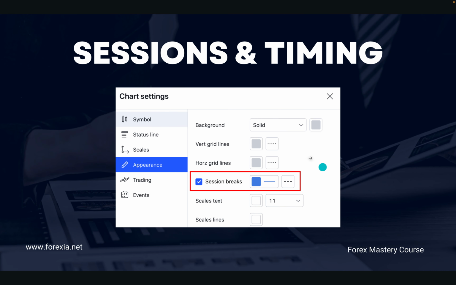But try and find the setting that says session breaks. And you're going to want to check this little session breaks. And I like to keep it on blue, and I like to have it as a dotted line. So just copy those settings into your TradingView.